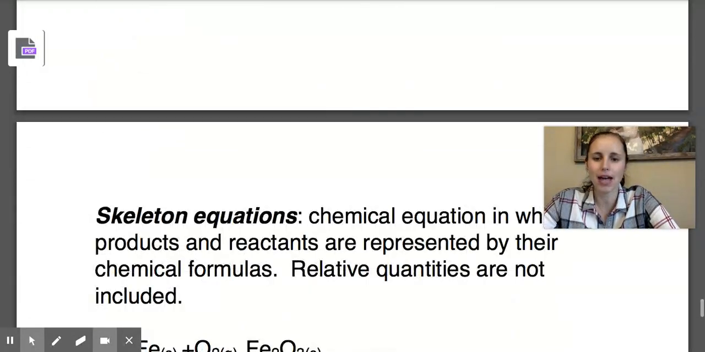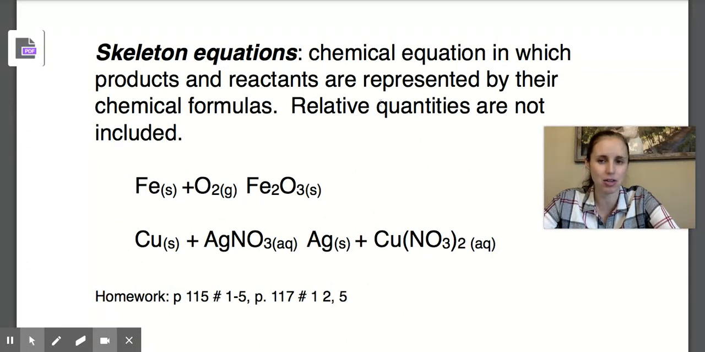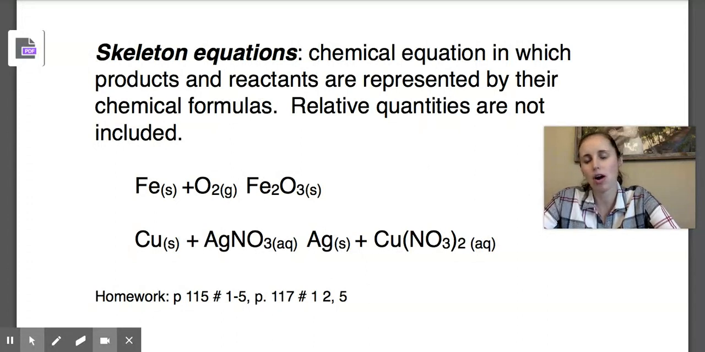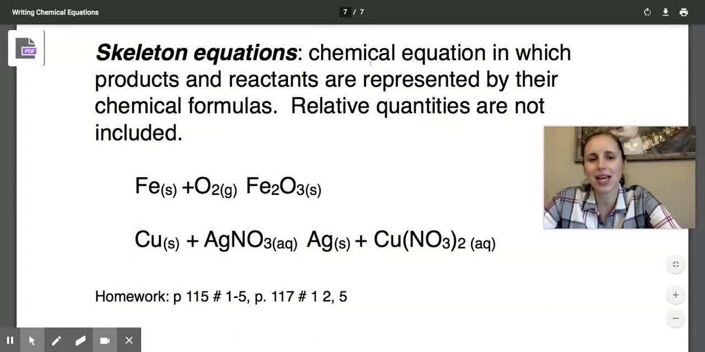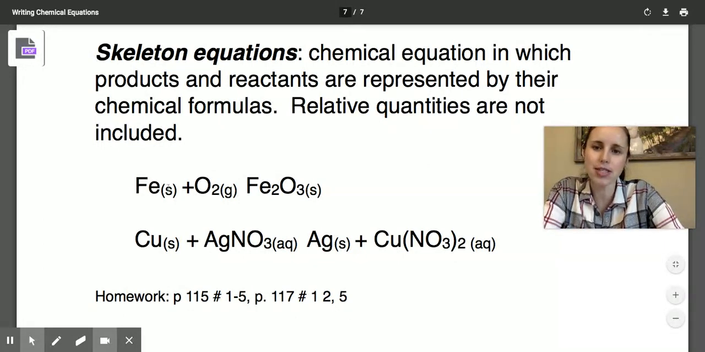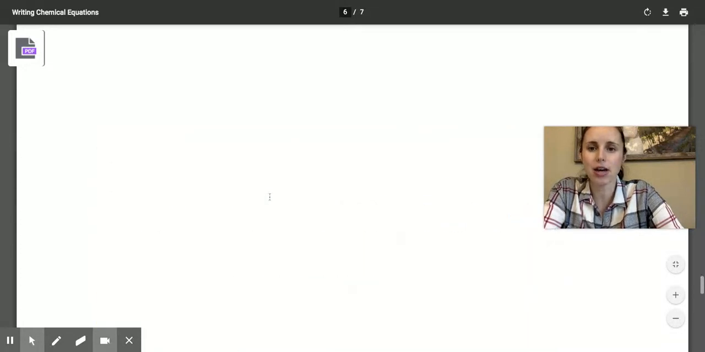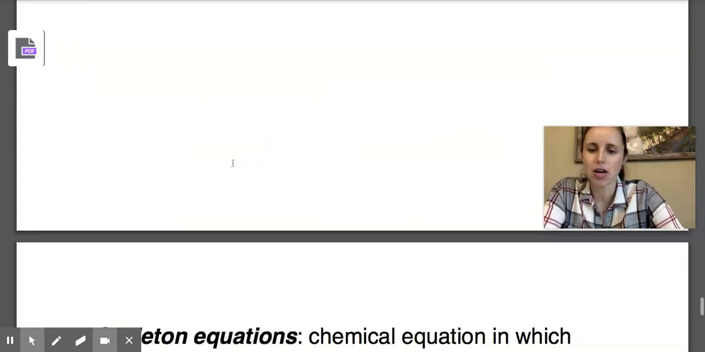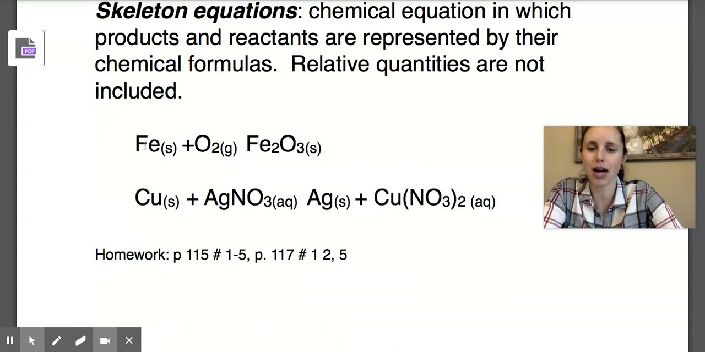On the other hand, you can have what we call skeletal equations or skeleton equations. These are actually way more valuable in chemistry, but they're harder to write. A skeleton equation is a chemical equation in which the products and reactants are represented by their chemical formulas. This first skeleton equation here is actually our first word equation we gave you up here. So rather than writing iron plus oxygen, we wrote the chemical symbol for iron. Note that we put the state there as well too. We wrote the chemical symbol for oxygen.